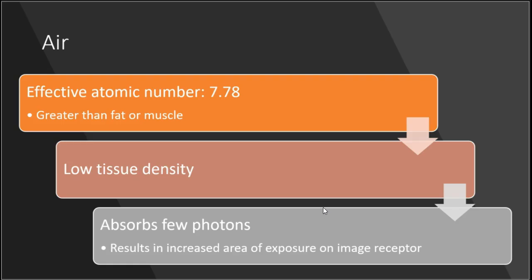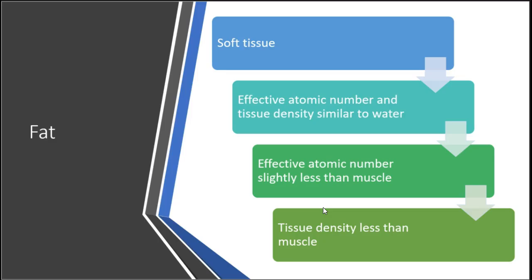So air, effective atomic number of 7.78 is greater than fat or muscle, so less tissue density, absorbs fewer photons, results in increased area of exposure on the IR. Fat, it's a soft tissue.